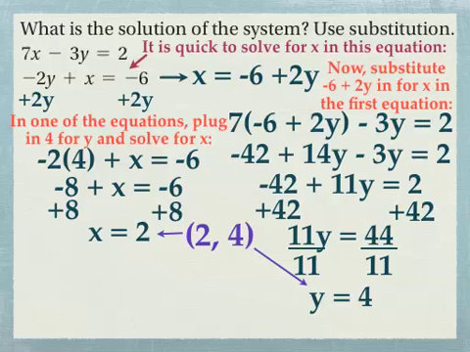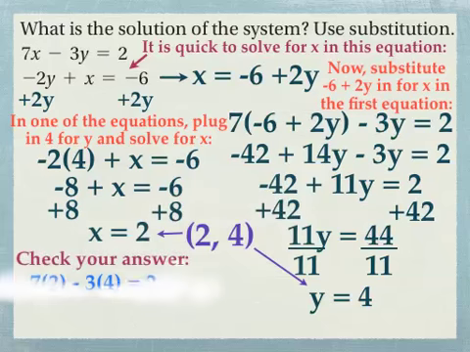Remember, I am not done solving a system of equations until I have checked my answer. So what I need to do in both equations, 7x minus 3y equals 2 and negative 2y plus x equals negative 6, I need to plug in 2 for x and 4 for y.